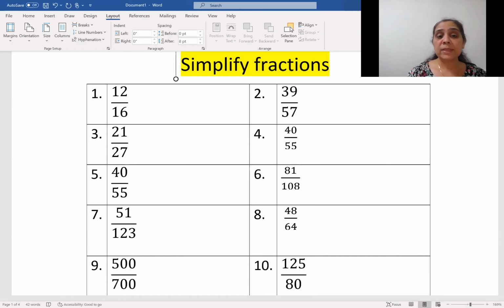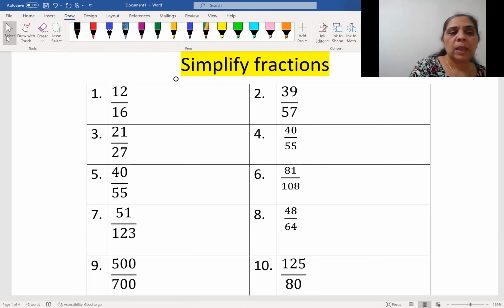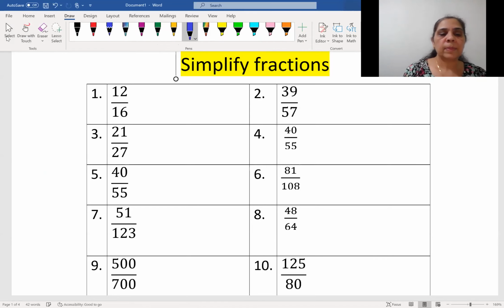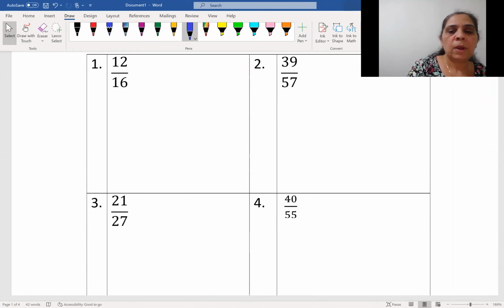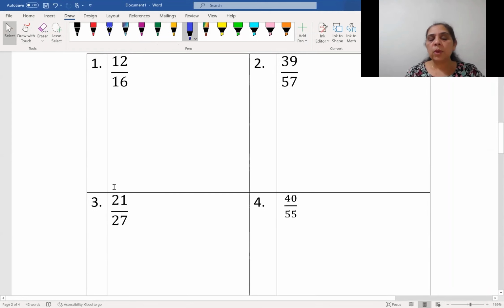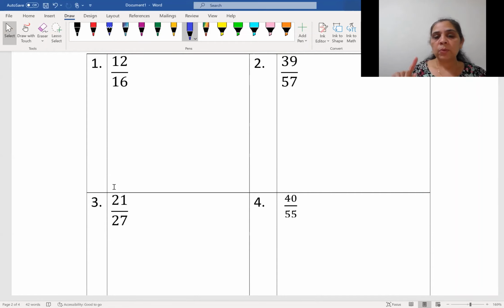All right, so we will see 10 problems in this video. First one, we have 12 divided by 16, and we need to reduce. So first thing, you will check what number you can divide both of them by. Or you can think what is the common factor in between, all right?